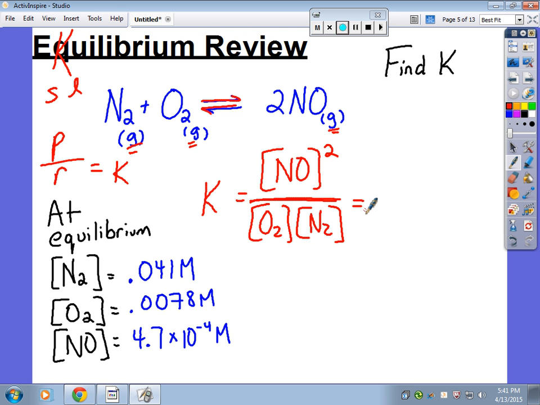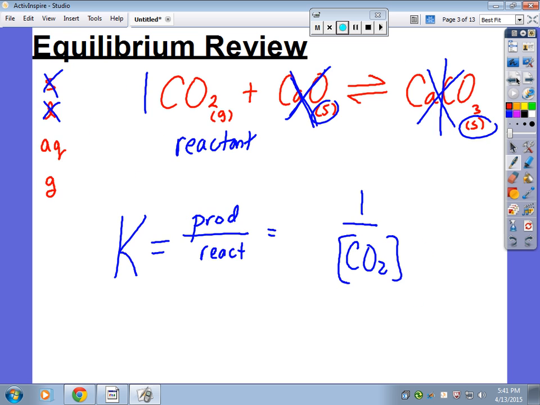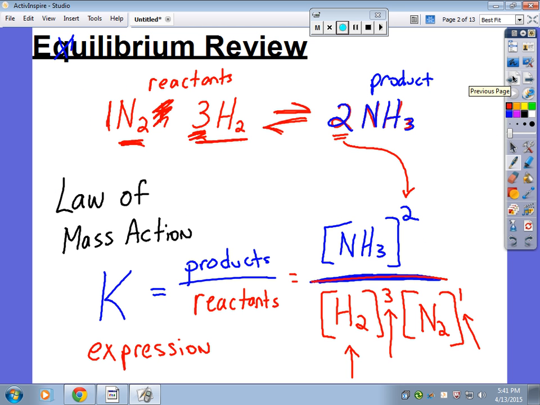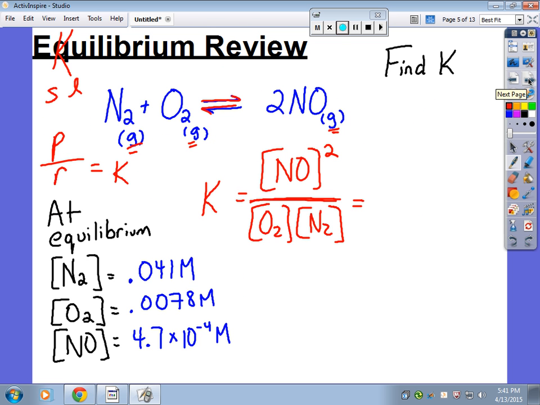So these are my actual products over reactants. Before, back here, we just wrote these equilibrium expressions, didn't we? Right? There were no numbers. I wasn't asking you to find a value. But this says find K, which actually means find the value of K. And you know that because they give you numbers. So I'm going to go ahead and take these actual numbers and plug them in.